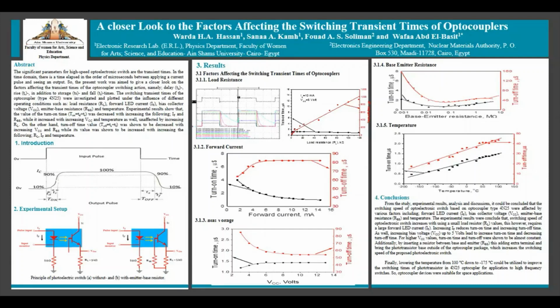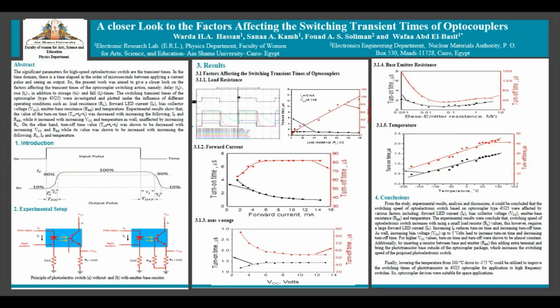My poster is entitled A Closer Look at the Factors Affecting the Switching Transient Time of Optocouplers, presented by Assistant Prof. Dr. Wafa Abdelbos. Abstract: the significant parameters for a high-speed optoelectronic switch are transient times, elapsed between the input pulse and the output pulse. So the present paper aimed to study the factors affecting the transient time, namely turn-on time, which includes the sum of delay time and rise time, and turn-off time, which includes the sum of storage time and fall time.